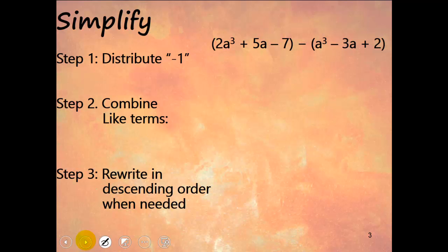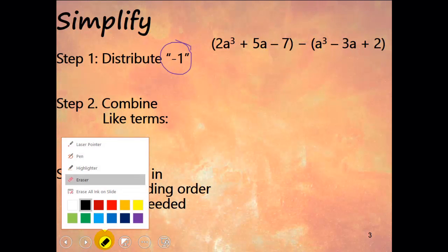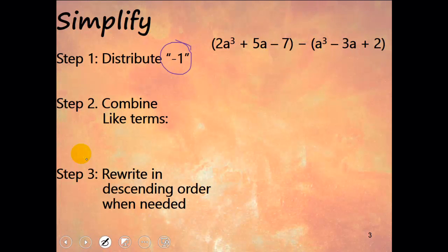I want you to go ahead and do this one as your video question. Just be careful because here with the subtraction sign, you're actually distributing a negative 1. So do that first and then combine your like terms and then write it in descending order.